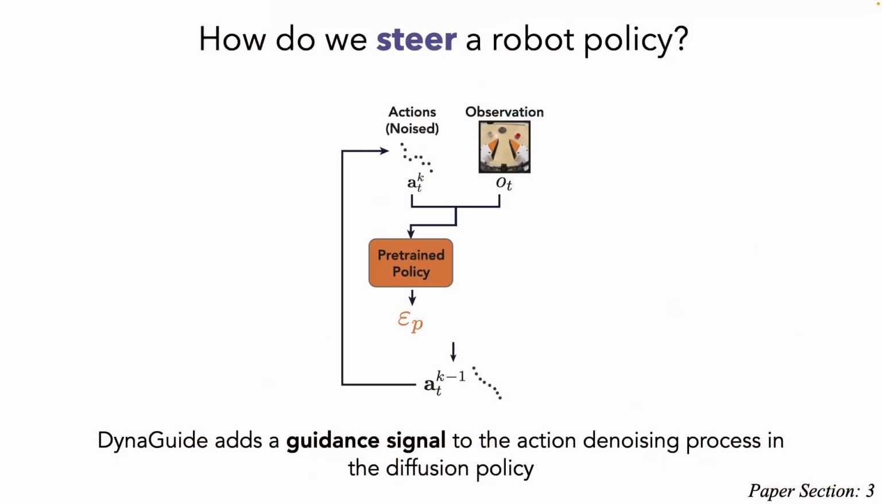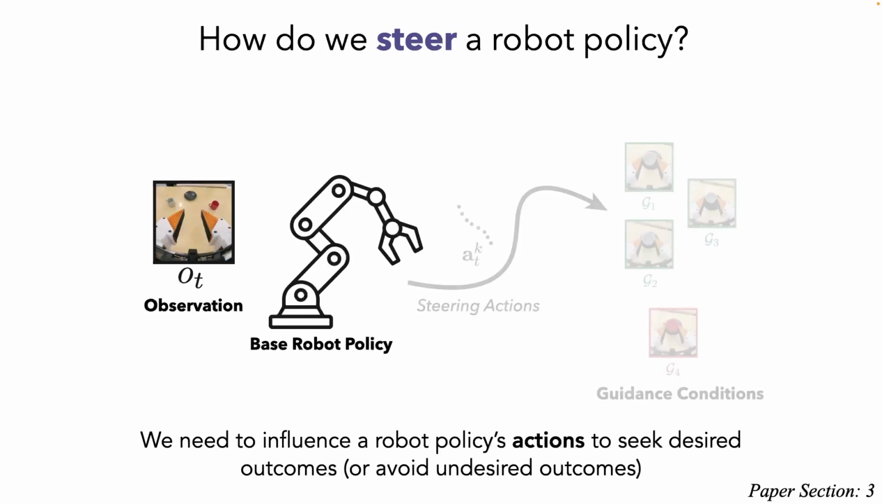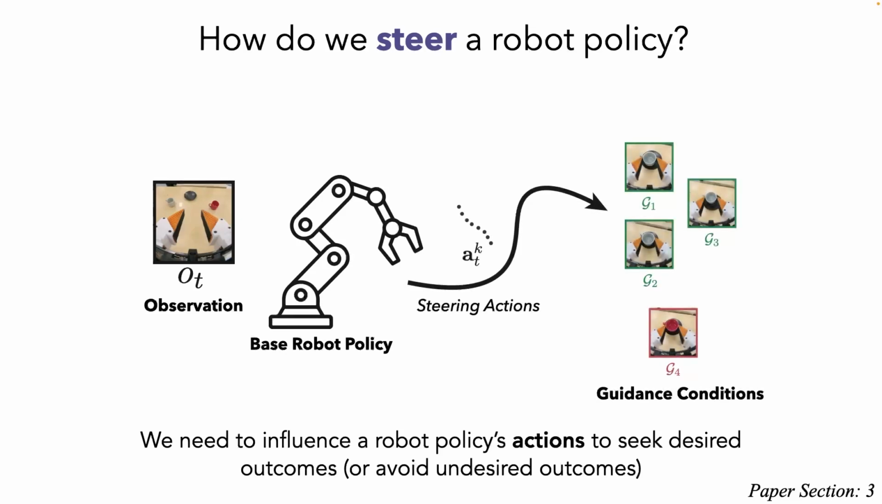Normally, diffusion policies predict the denoising steps to create an action. In DynaGuide, we add a guidance gradient to this process. This changes the action output without changing the pre-trained policy. But how do we get this guidance gradient? We can encode our steering objectives into a set of guidance conditions, which contain observations of desired outcomes and potentially undesired outcomes. We want to change the robot's actions to seek desired outcomes and avoid undesired outcomes.